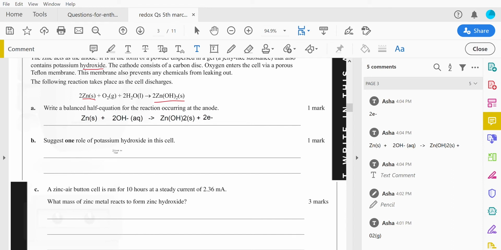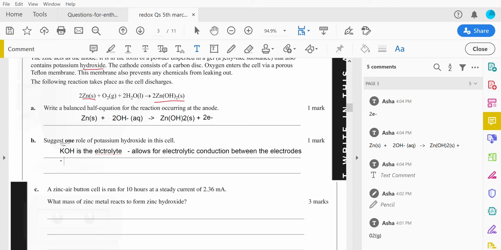What about, suggest one role of potassium hydroxide in this cell? Okay, so there's a number of ones. First of all, you can just say potassium hydroxide, well, it's electrolyte, isn't it? Electrolyte. Or I could say it allows for electrolytic conduction between the electrodes.